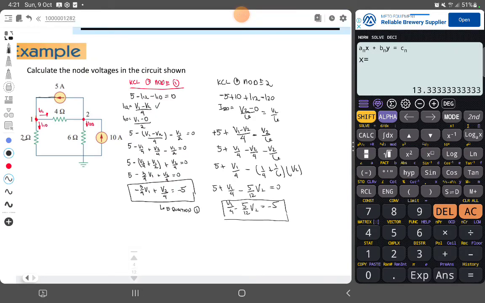So therefore we have V1 equal to 13.33 volts and V2 equal to 20 volts. Okay, so that is our solution.